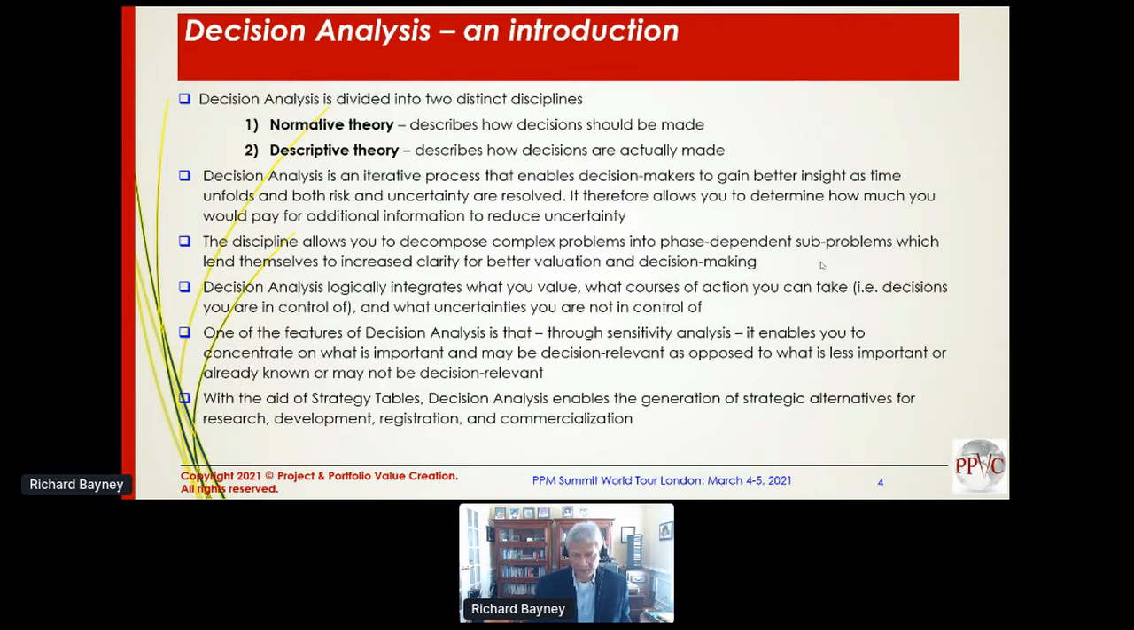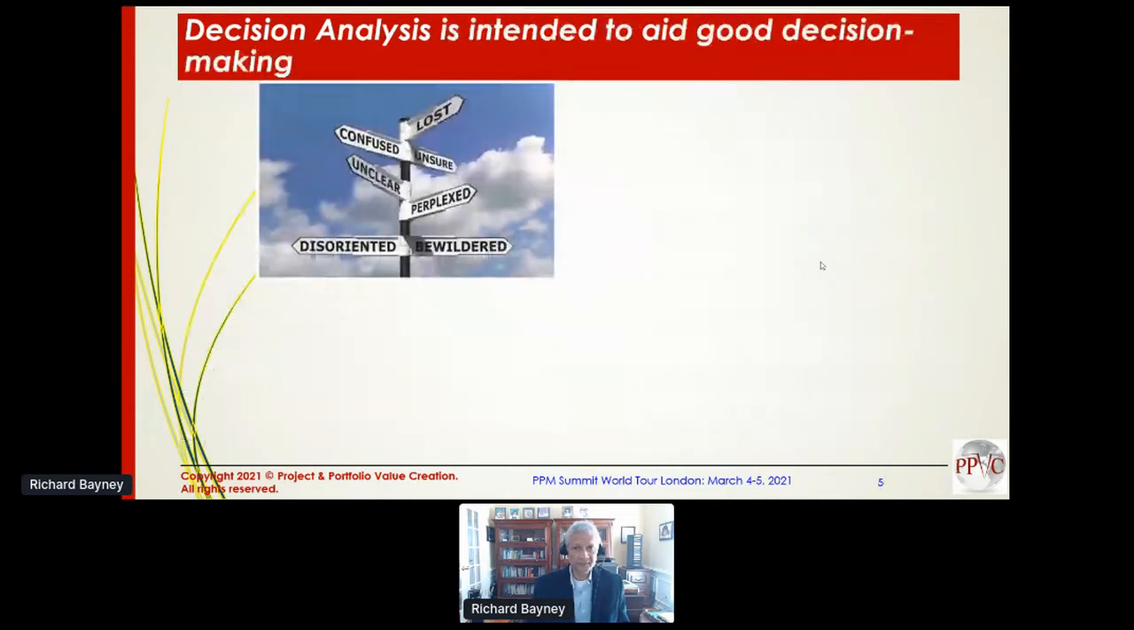With the aid of strategy tables, which I will discuss later on in the presentation, decision analysis enables the generation of strategic alternatives for research, development, registration, and commercialization. Now, please note that the discipline does not in and of itself guarantee a successful outcome to a decision. It merely addresses the goodness of that decision. So it is a discipline that's intended to aid good decision making.